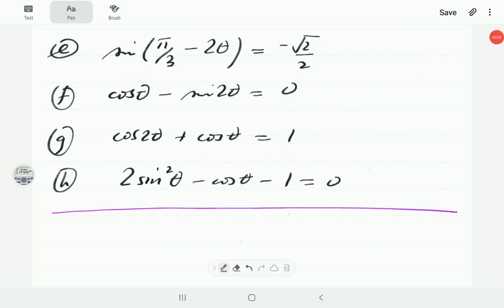Okay, this video is a continuation of examples of trigonometric functions, equations that we started. We went up to D, so in E we have sine of pi on 3 minus 2 theta is equal to negative root 2 on 2.